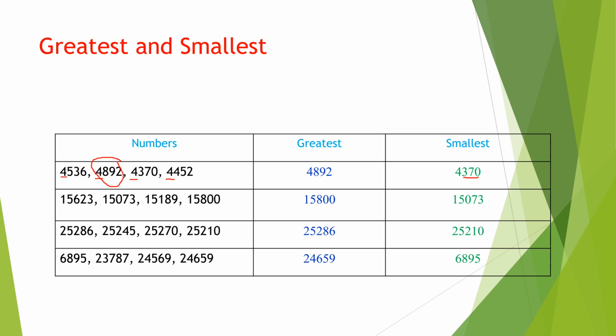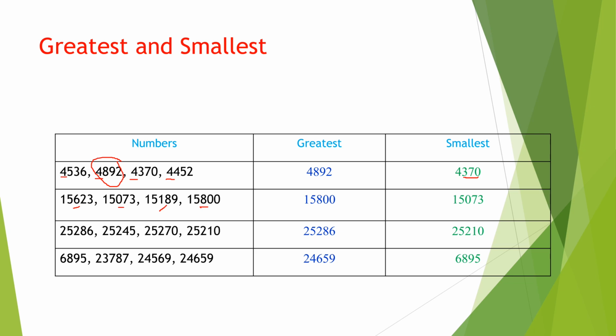In the first number it is 6. Then in 15,073, hundreds place digit is 0. Then in 15,189 it is 1. Then in 15,800, hundreds place digit is 8. So here 8 is the largest digit in the hundreds place. So 15,800 is the greatest number. Also the smallest number is 15,073, because the hundreds place digit here is 0. 0 is less than 6, 1 and 8. So the smallest number is 15,073.